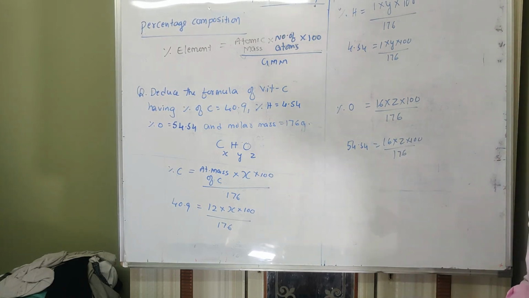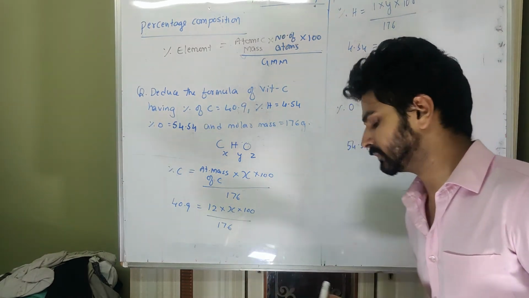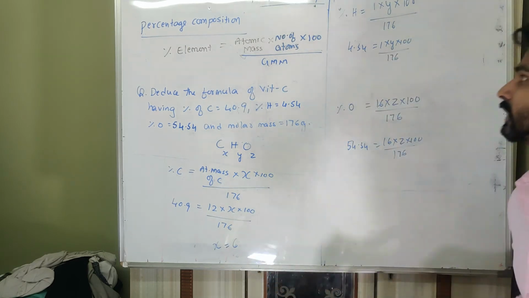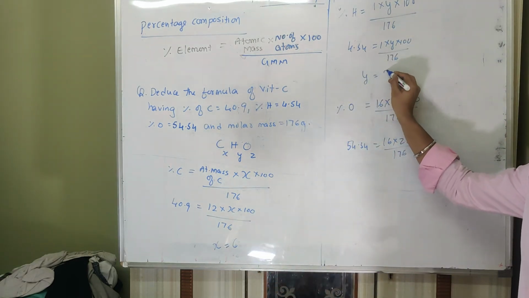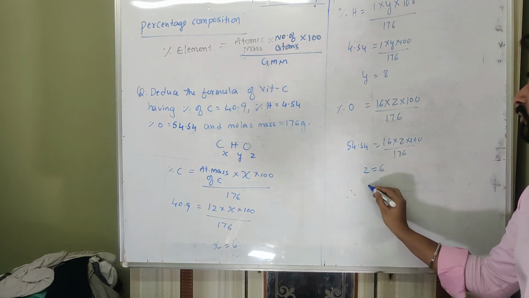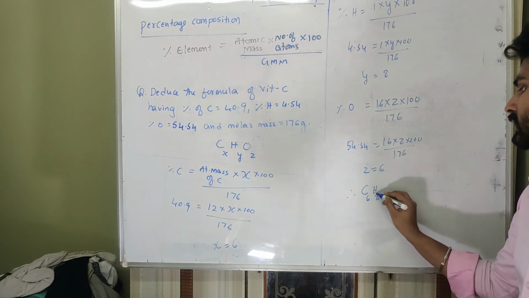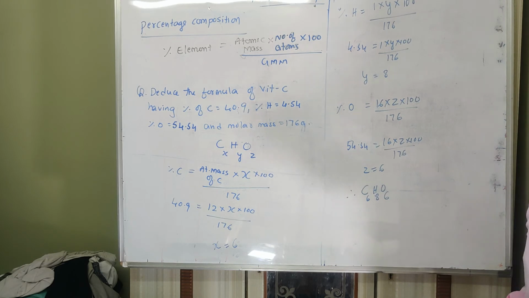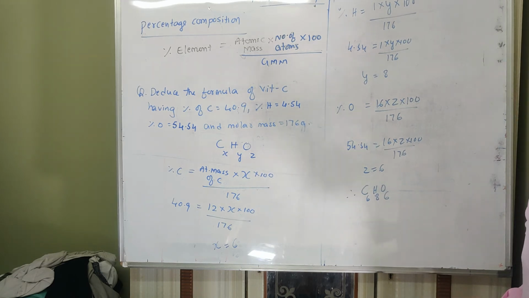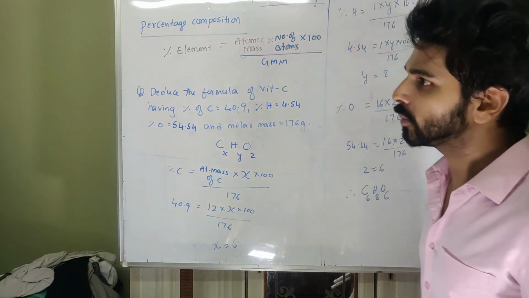When you do this, you will get X as 6, Y as 8 and Z as 6. Then we will get the formula C6H8O6. This becomes the molecular formula of vitamin C. Here this is very straightforward. We can directly get the formula if we know the percentages. So this is the easiest way to get the formula.